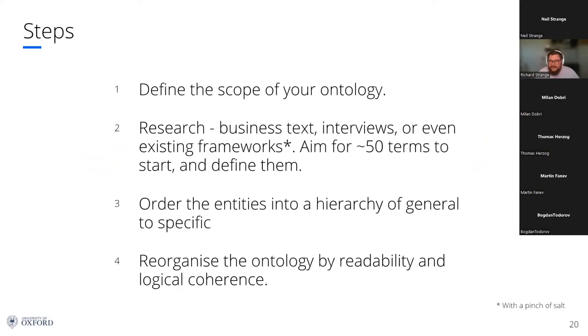Now, generally, when you're looking to do this, and I'll dip a bit more into how to do this later, scope is the most important thing. It's also useful to be able to step away when you're very new to this and find some documentation. Job descriptions are a great place to start. Go through, trawl through, and pick out maybe about 50 to 60 core terms. Try and define them a little bit. Those are going to be your entities. You can order them to a hierarchy that helps you with your data modeling later, and try and make sure there's some sort of readability and logical coherence.